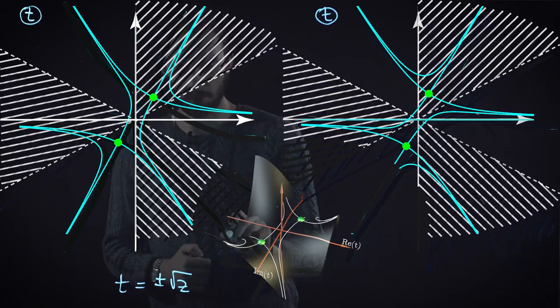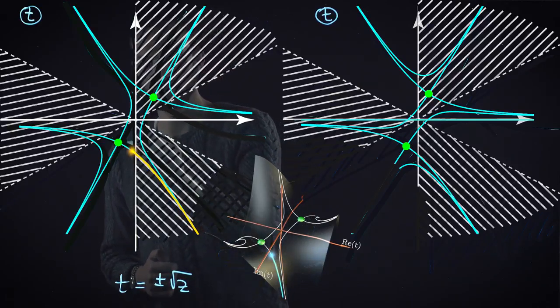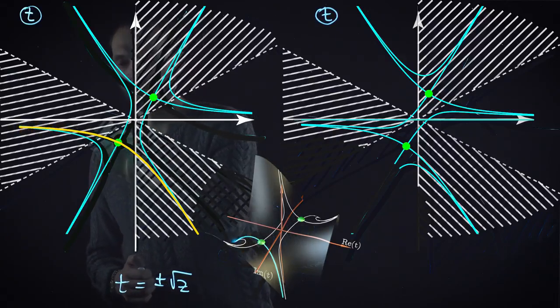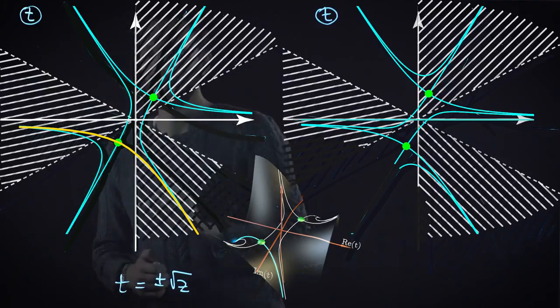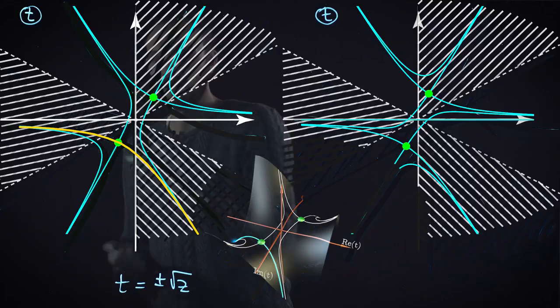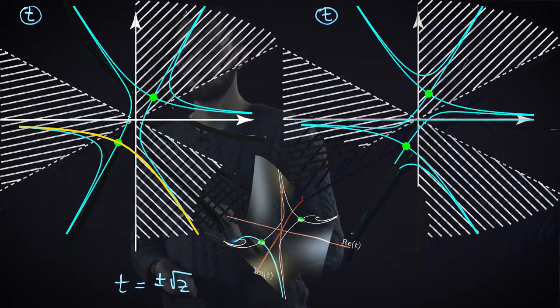So what happens is, suppose we try to start from this stationary phase line, go like this. It means that we start from this point and go to infinity in this direction. And from the first side, everything is okay. We started and ended in allowed regions and passed through the saddle point.